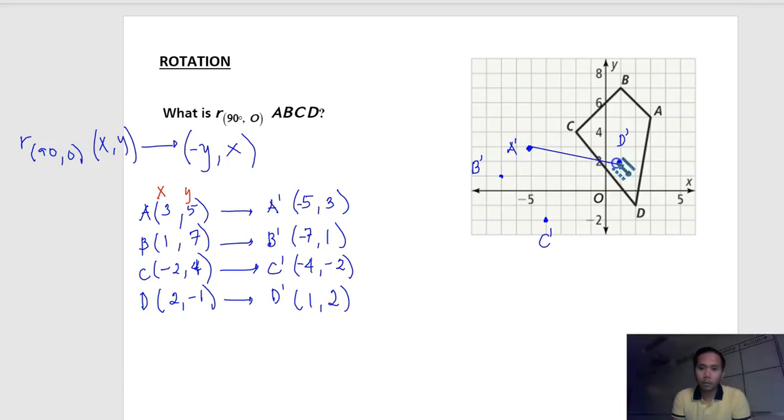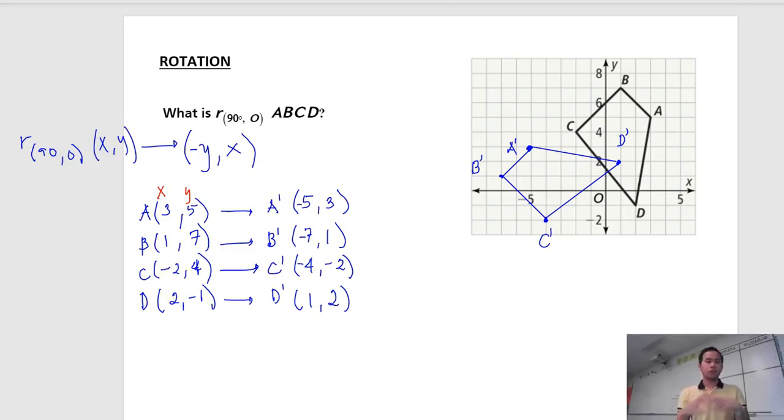From here, we have that. And then we also have A prime to B prime, B prime to C prime. And then we also have your C prime to D prime. And as you can see, our image has been rotated about the origin clockwise 90 degrees. You see, that is how we apply the rules on rotation. Again, it's very important that you know and memorize and apply and master the rules on rotation.